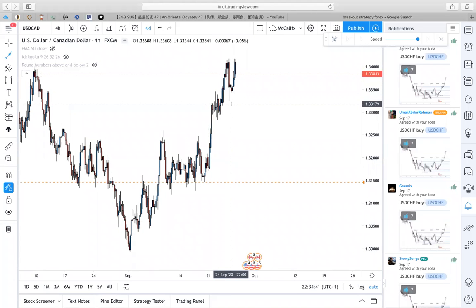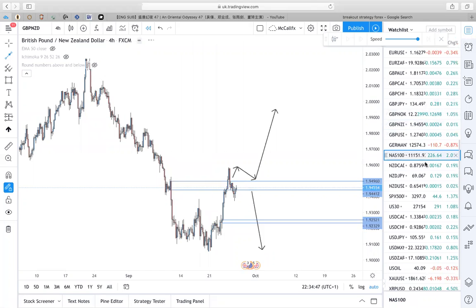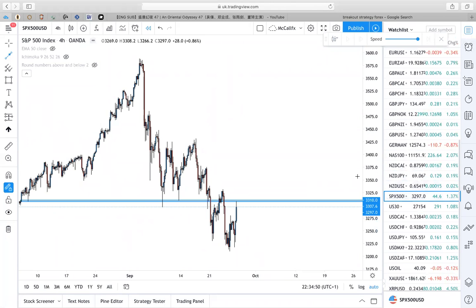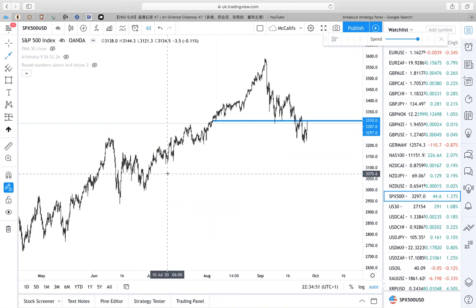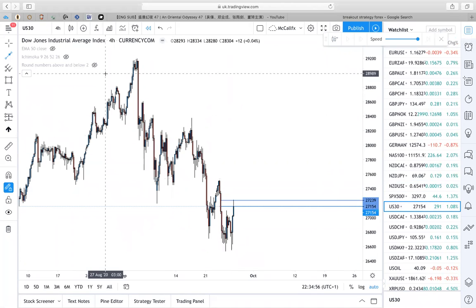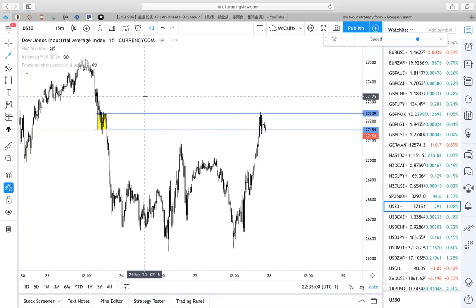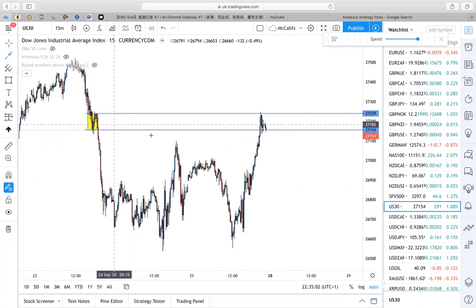Any questions? All right, so this is an advanced concept. I don't really talk about this, but this is called order flow. As you guys can clearly see, right? At this level, I was expecting price. Let me show you.